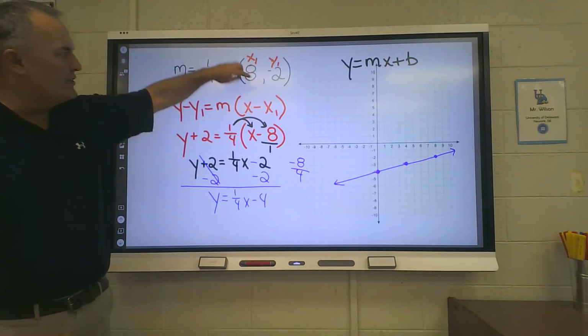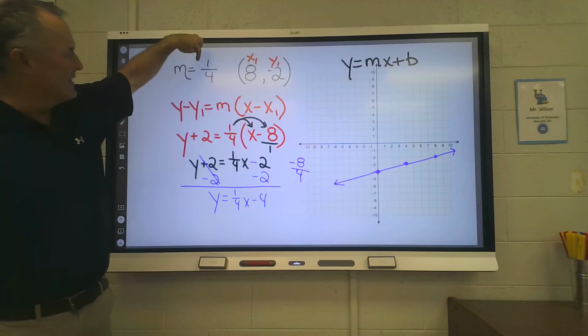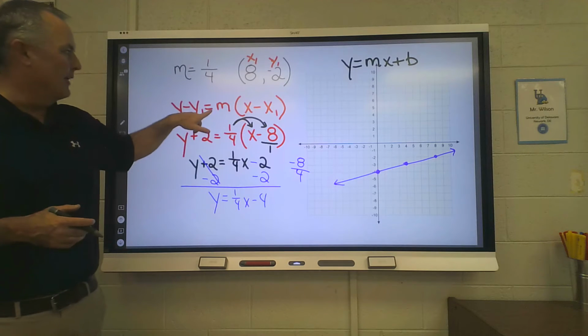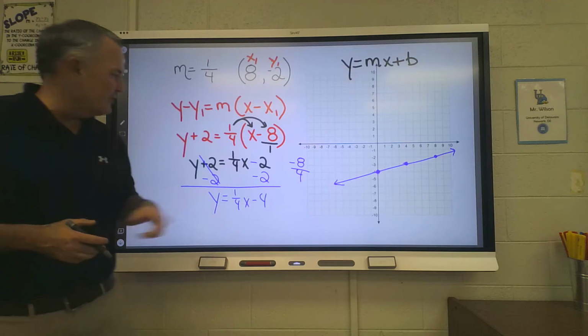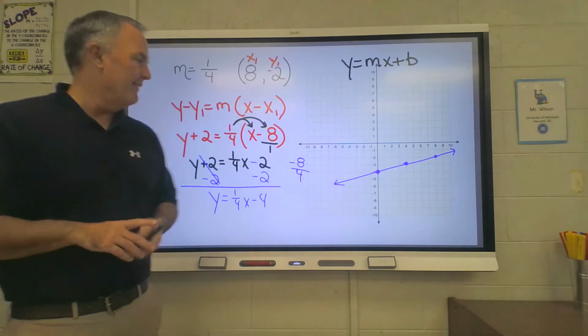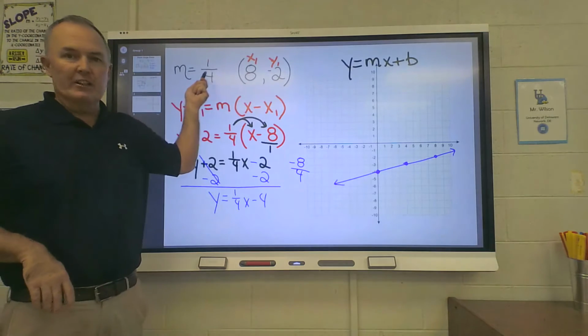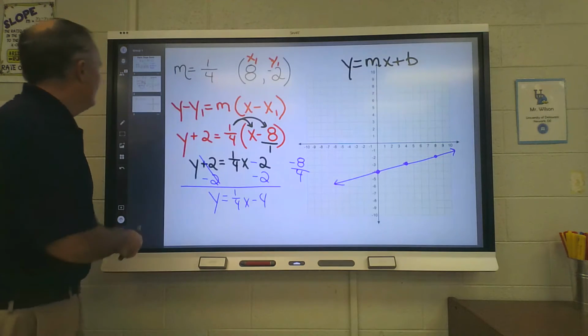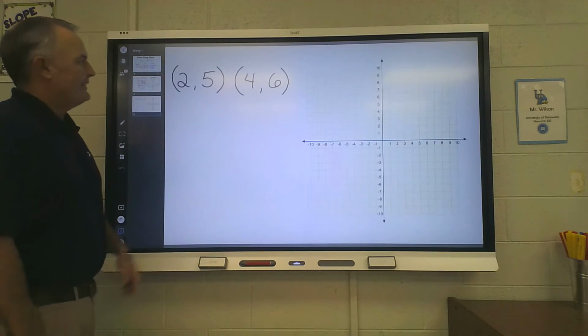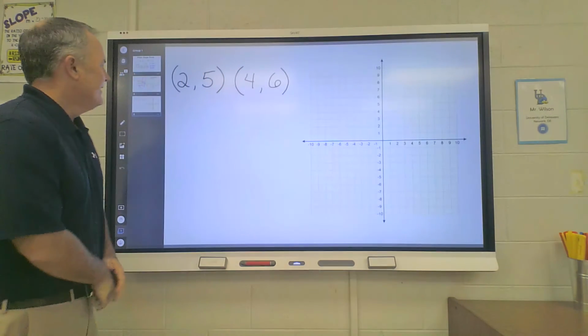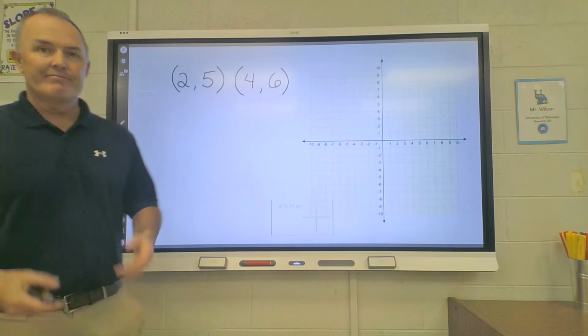And so there's the slope and the point, and I was able to put it in point-slope form and then eventually put it in slope-intercept form. All right, let's do one more. Because here, you had a slope and one point. Sometimes your math teacher will throw a curveball at you and give you two points and no slope. So what's the first thing we need to do here?